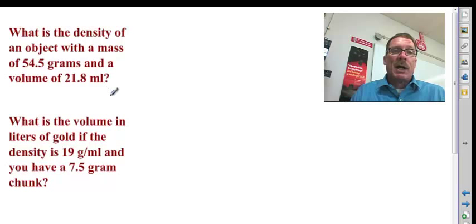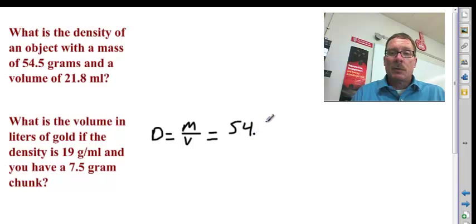Here's one. What is the density of an object with a mass of 54.5 grams and a volume of 21.8 milliliters? Well, my formula there, I'm looking for the density, is density equals the mass over the volume. Okay, which I have those numbers, so I just plug them in. 54.5 grams. My good dimensional analysis says keep the units with me, over 21.8 milliliters.